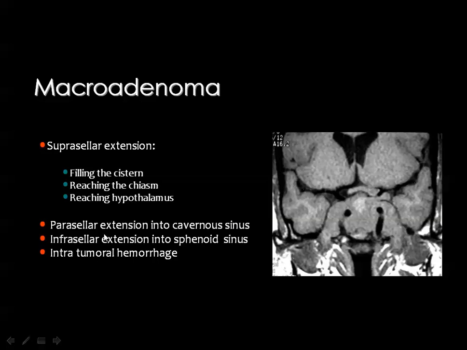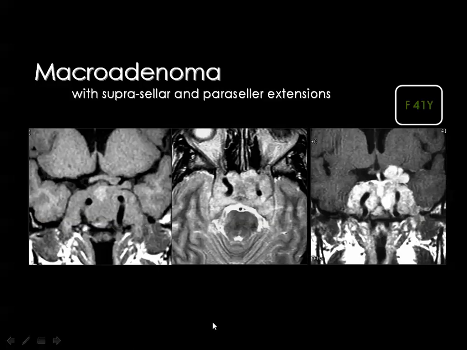Then you go to evaluate the extension into the parasellar area, infiltrating the region of the cavernous sinus, which is a very important issue to be mentioned in the report. Then the pituitary gland may also invade the sellar floor and extend into the sphenoid sinus. And finally, you assess the presence of intratumoral hemorrhage.